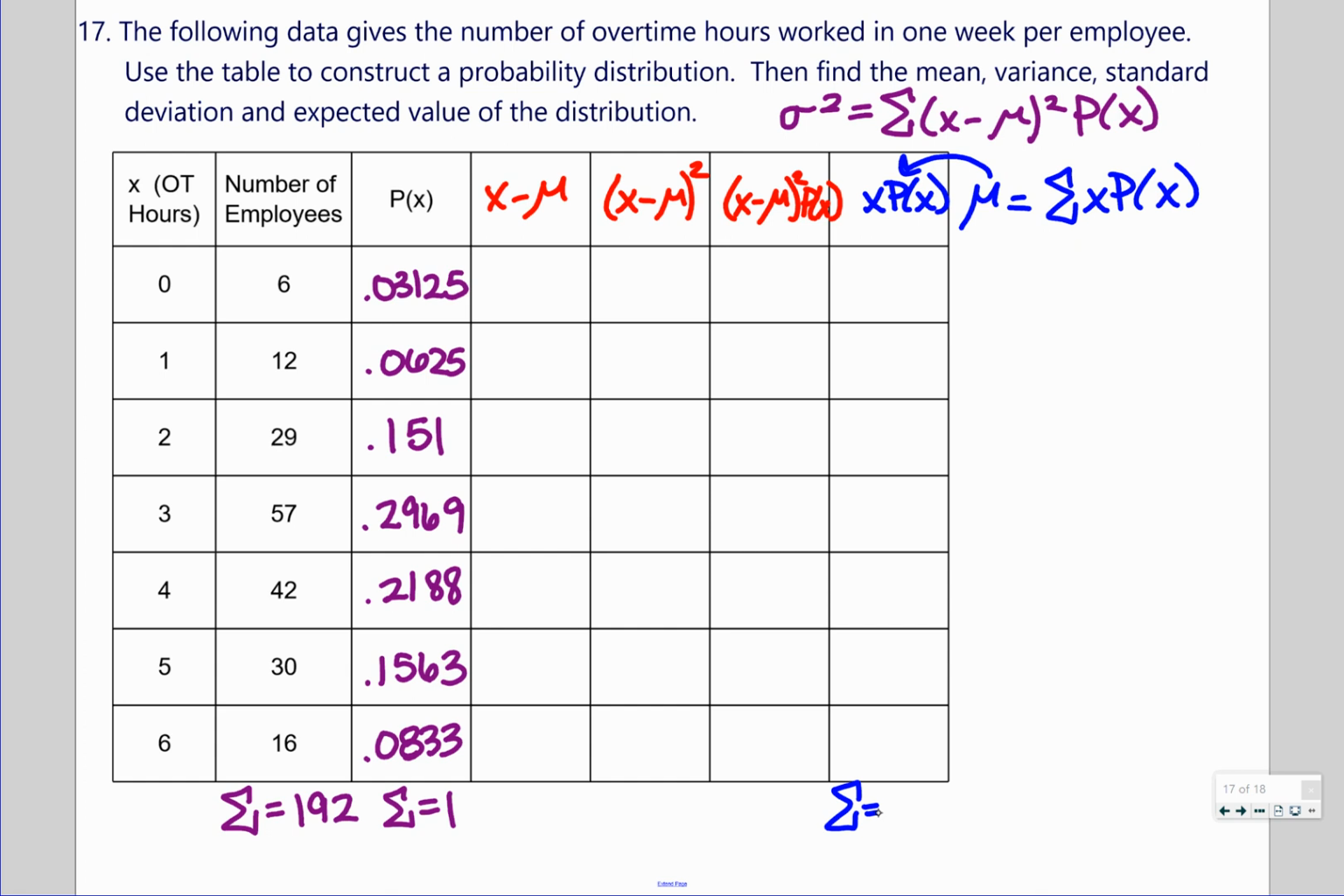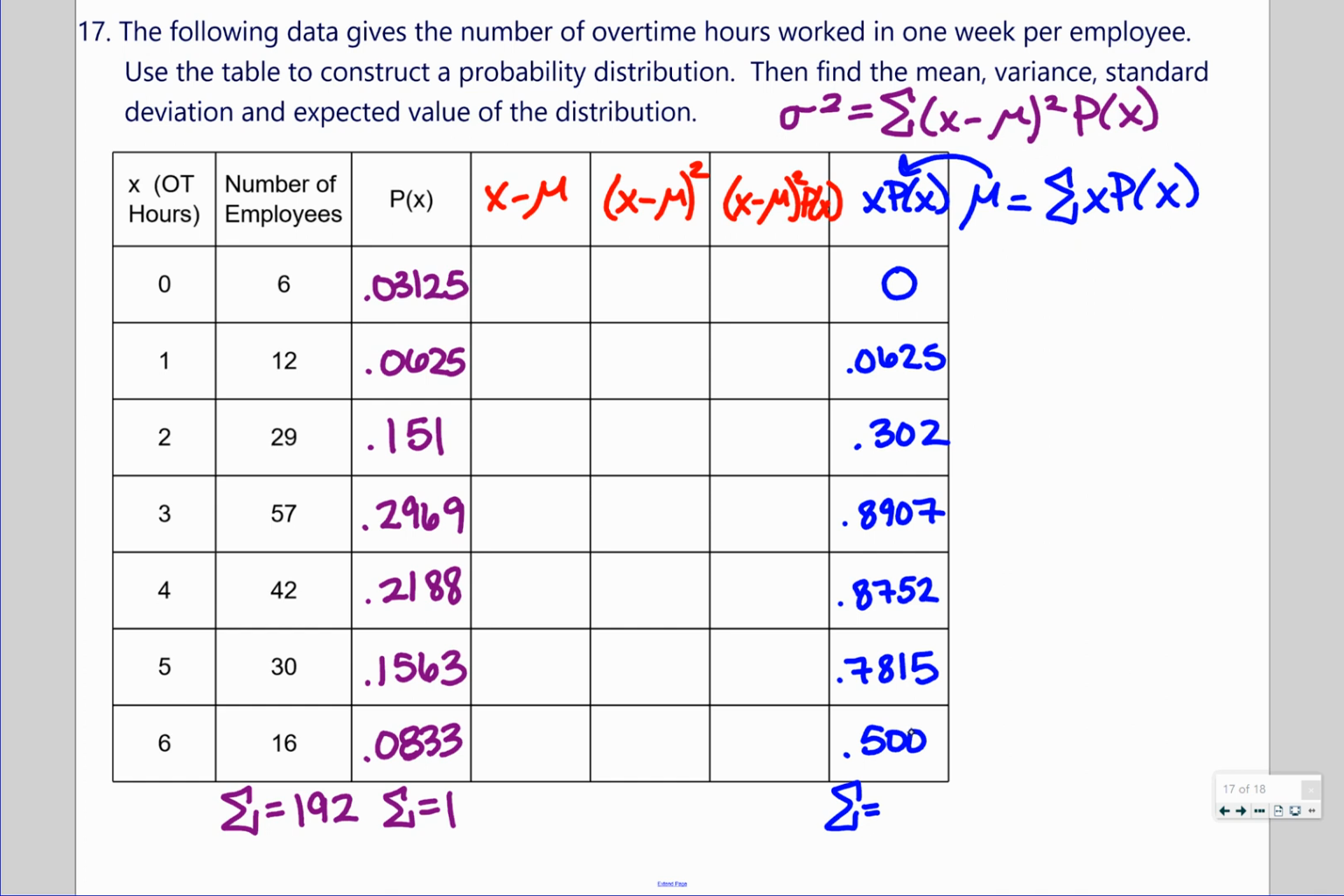0 times 0.03125, that's just going to be 0. 1 times 0.0625, 0.0625. 2 times 0.151, 0.302. 3 times 0.2969 gives me 0.8907. 4 times 0.2188, 0.8752. 5 times 0.1563, 0.7815. 6 times 0.0833 gives me 0.4998, so I'm just going to say 0.500 on that.